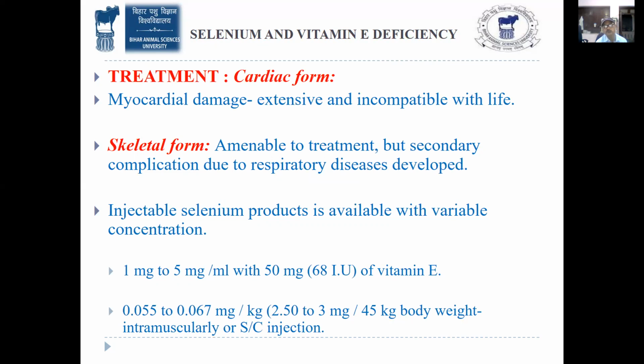0.055 to 0.065 milligram per kg of body weight. It can be given as 2.50 to 3 milligram per 45 kg body weight intramuscularly, or subcutaneous injections can be given for the treatment of cardiac forms, skeletal forms of the vitamin E and selenium deficiency syndrome.